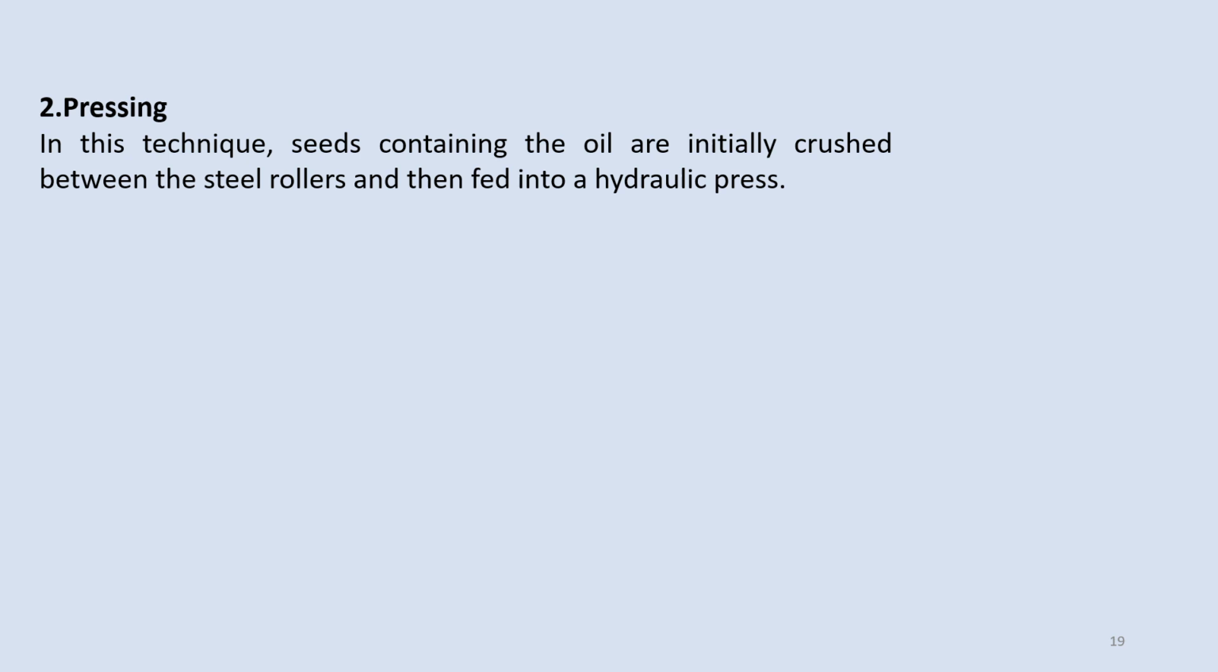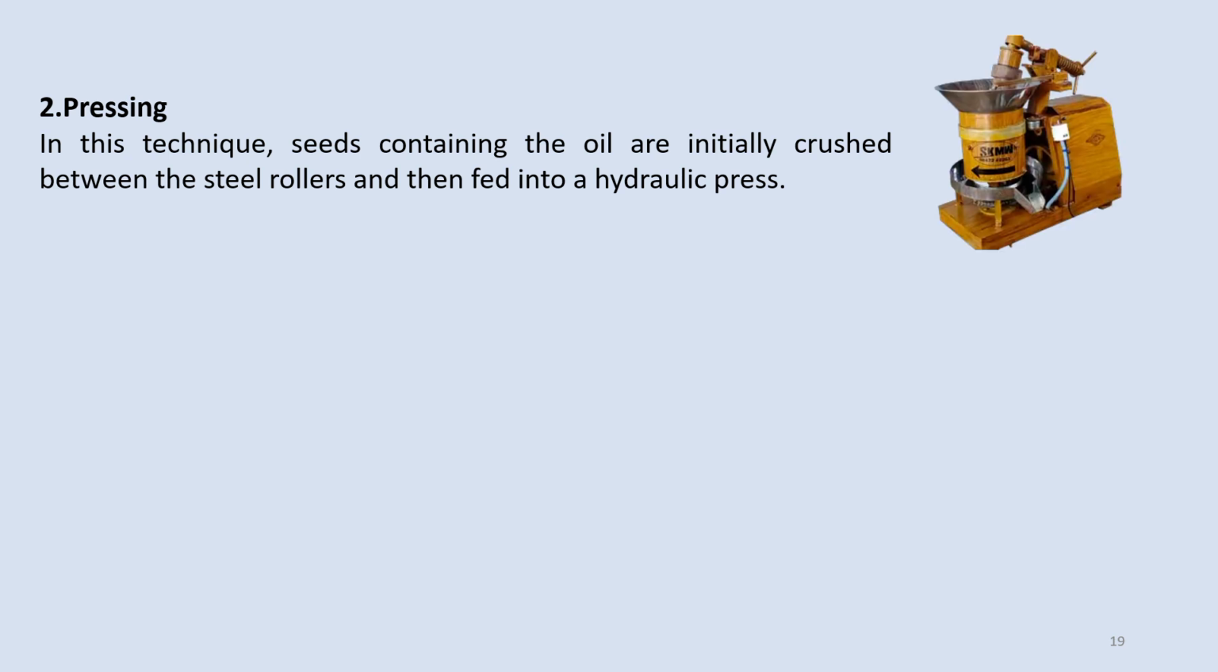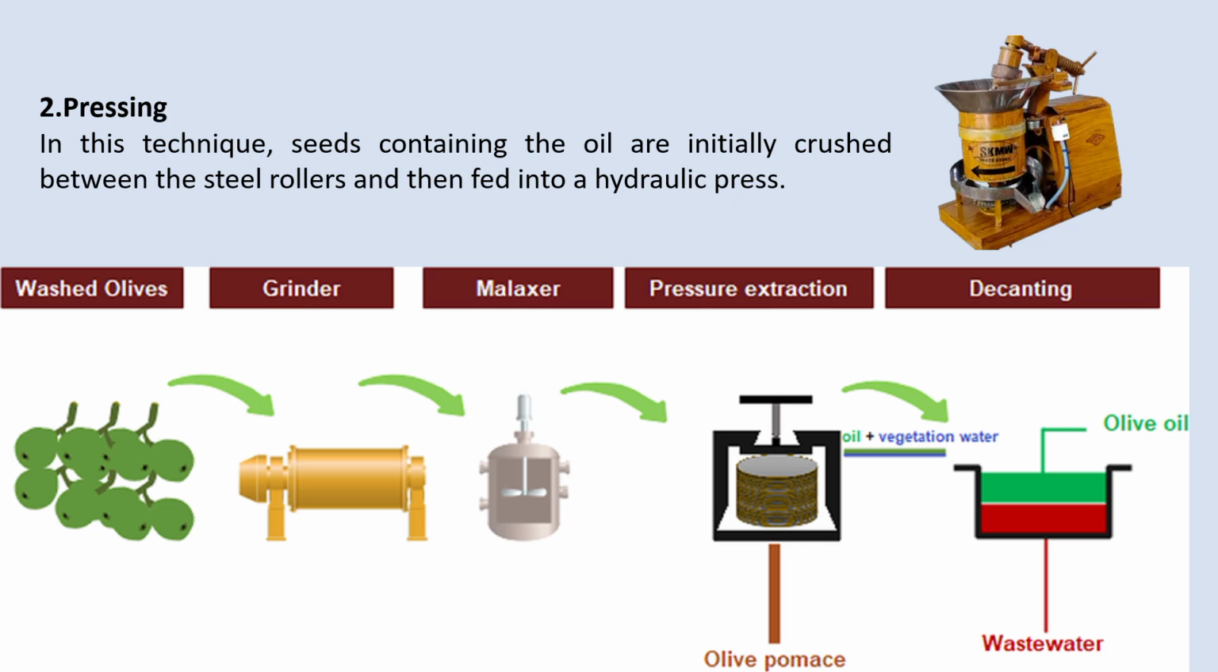Pressing. In this technique, seeds containing oils are initially crushed between steel rollers and then fed into a hydraulic press. There are many hydraulic presses and also rolling steel roller mills, like how we make coconut oil and groundnut oil locally. I have taken one example of olive oil. Washed olive seeds are ground, and then we have the malaxer.